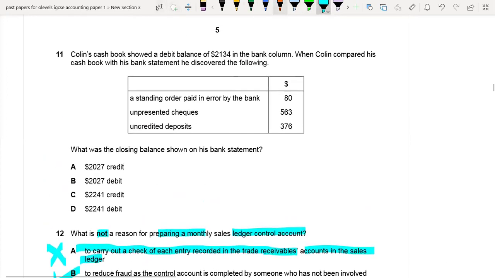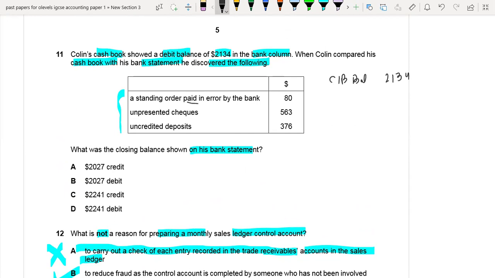Question number 11. Colin's cash book showed a debit balance of 2134 in the bank column. When Colin compared his cash book with his bank statement, he discovered the following. What was the closing balance on the bank statement? So what were the errors? So let's see. First of all, let's write the cash book balance, which is 2134.